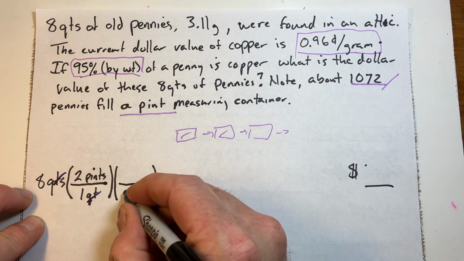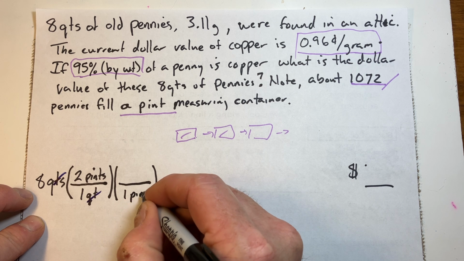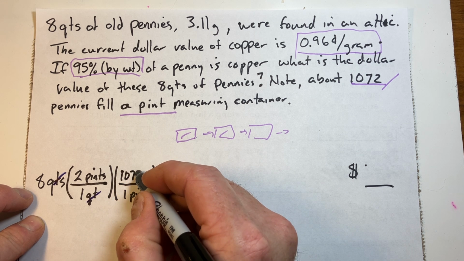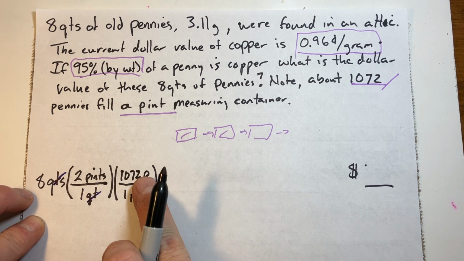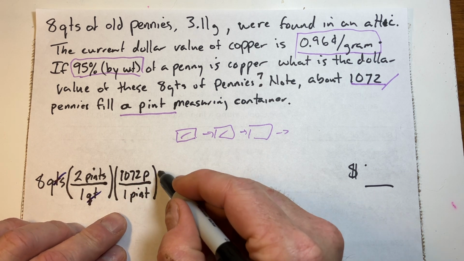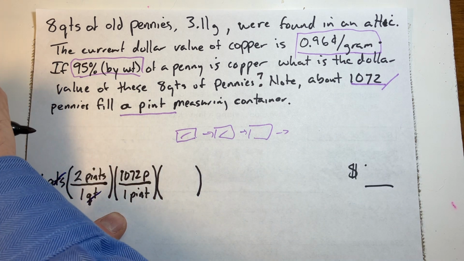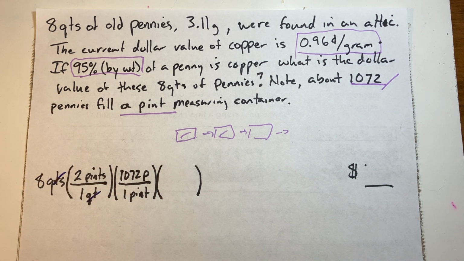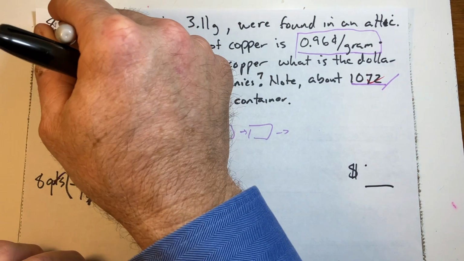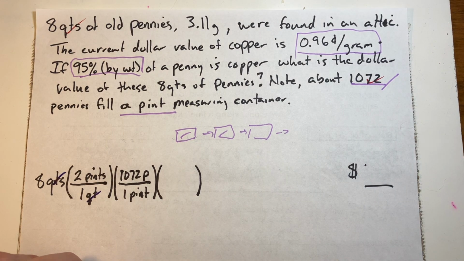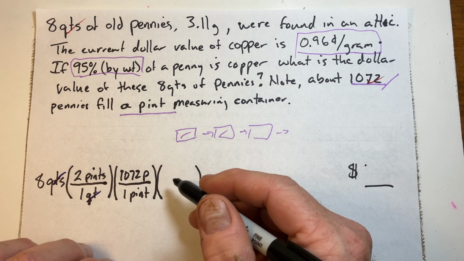If I can get to pints, I know that for 1 pint, I can fill it up with about 1,072 pennies. And we're going to just use P for pennies since we're going to have a lot in this space. And we're moving on. So we used our first one there, kind of just exit out in red, and we used our 8 quarts. But we have other conversion factors, and hopefully one of them talks about a penny.